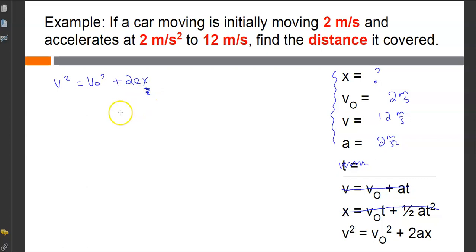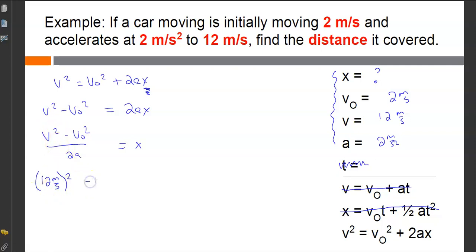I want this guy by itself. Let's subtract V naught squared from both sides. And then I can divide by the 2 and the A. And it'll look like that. And I've got all the numbers. So I'd come in here and say 12 meters per second. Don't forget to square it. Minus V naught. Over here on my list, that was 2 meters per second. And I've got to square that one because it says 2. Down here I've got 2 times A. That would be 2 meters per second squared. The squared's just on the second, not on the whole thing. That's going to be the distance.